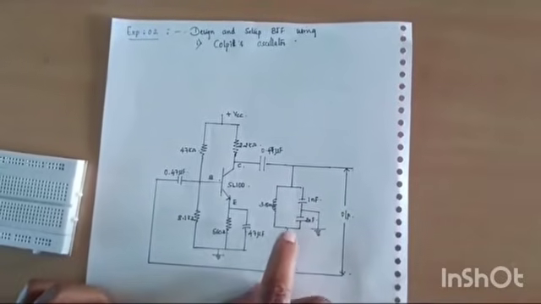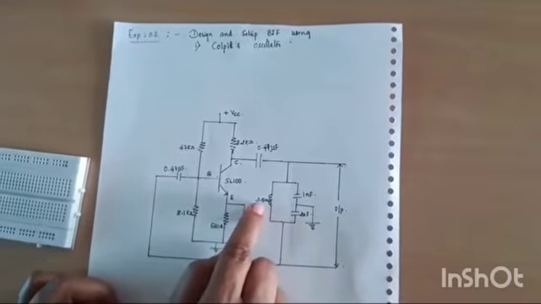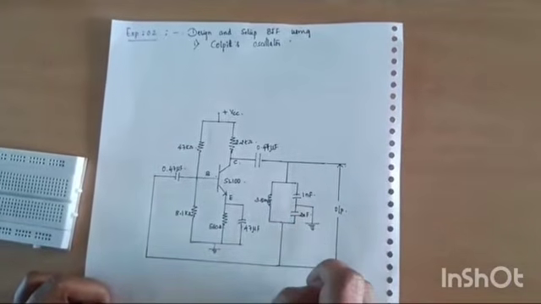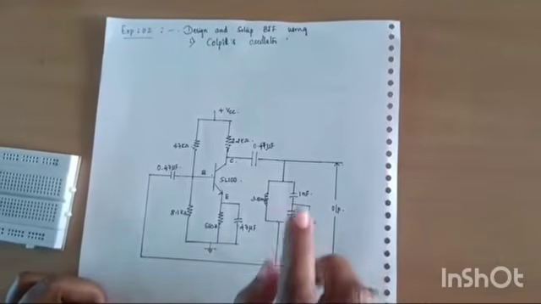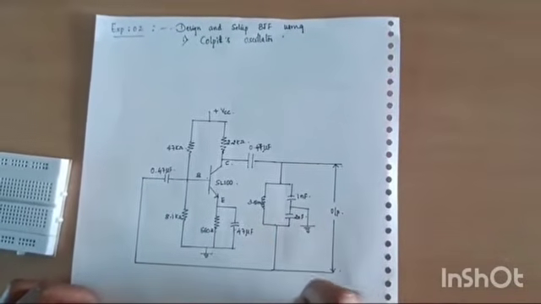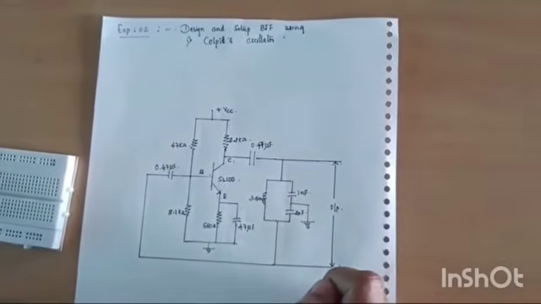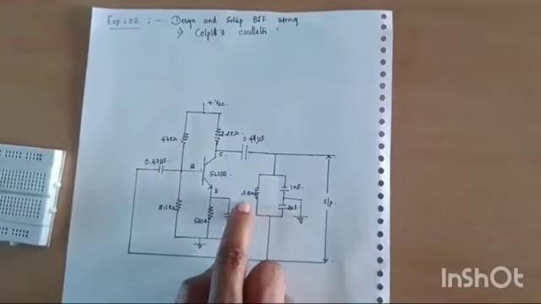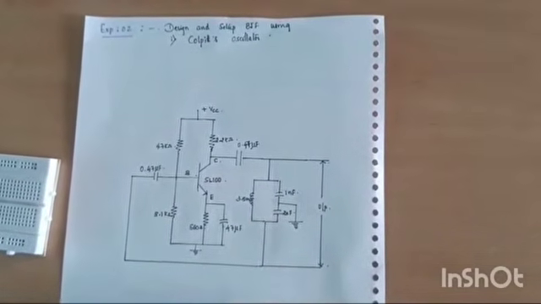In this tank circuit, we are using one inductor and two capacitors. Whenever we use one inductor and two capacitors, we call that tank circuit a Colpitts Oscillator. If we use two inductors and one capacitor, then we call it a Hartley Oscillator. For our syllabus, we don't have Hartley Oscillator, we have only Colpitts Oscillator. So, we are using one inductor and two capacitors. This is the design of the experiment.